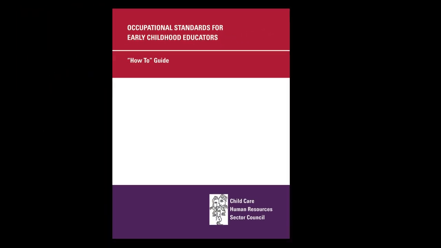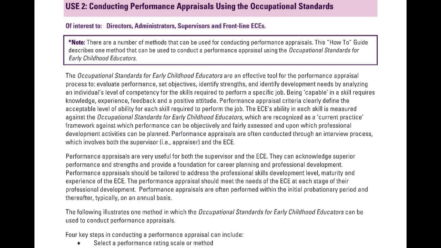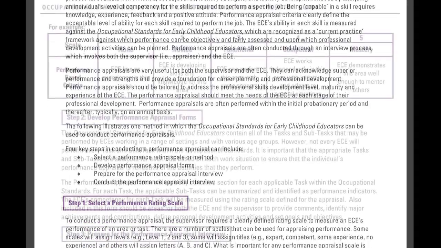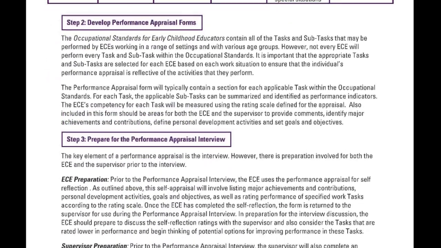To accompany the standards, a how-to guide was developed to describe some of the uses of the occupational standards. Some of these uses would include job descriptions and performance evaluations. Also, a training gaps analysis was conducted in order to determine if the updated standards create new gaps in already existing training and curricula. The how-to guide and the training gaps analysis have been presented in sessions across Canada.